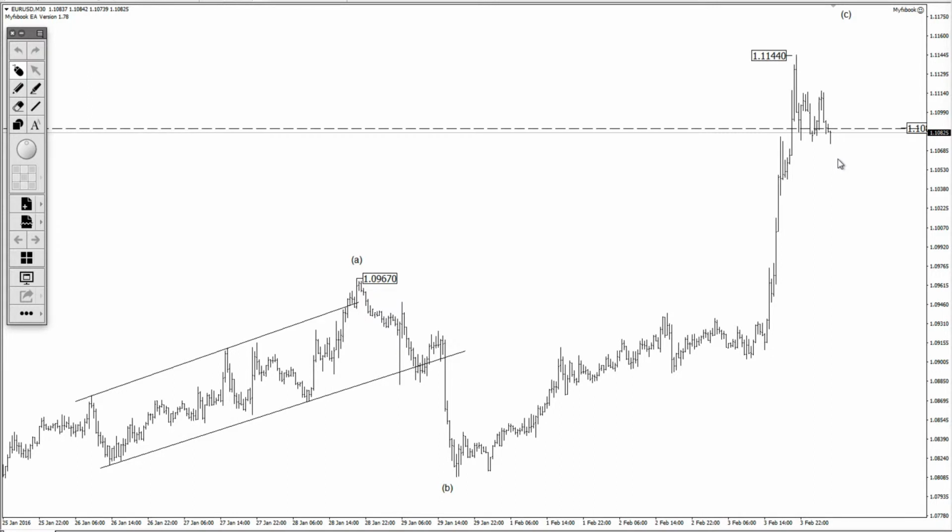At the moment, very hard to say. We have seen some sideways price action during the night. Looks corrective at the moment.